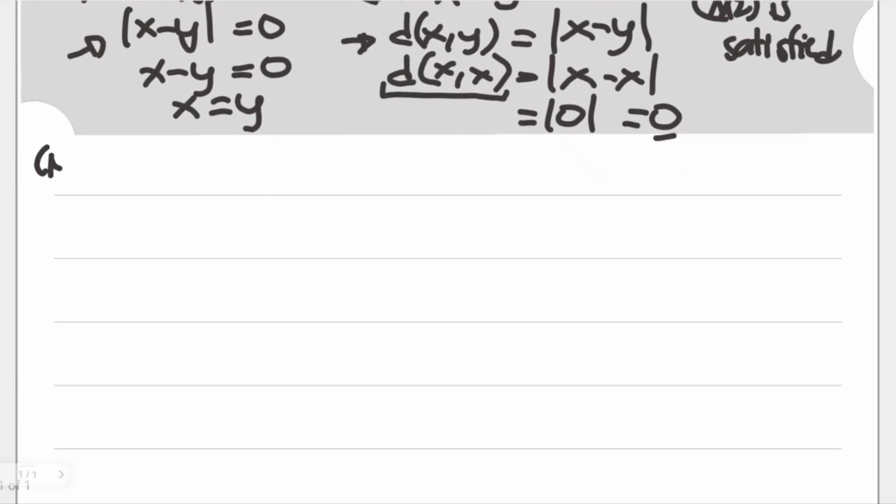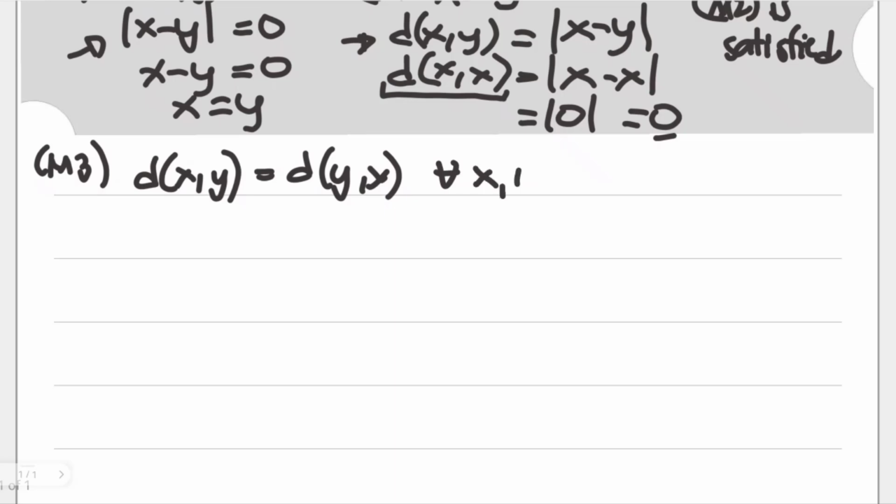Let's proceed to M3. So we have here M3. The condition for M3 states that the distance from x to y is just equal to the distance from y to x for all x and y element of our set of real numbers here. So we need to show that.